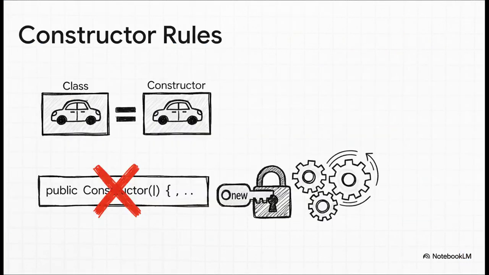Now, constructors have some very strict rules you gotta follow. As you can see, they have to have the exact same name as the class. They also have no return type, not even void. And you never, ever call them directly. They're always invoked automatically. These rules might seem a bit rigid, but they're absolutely essential for making sure constructors do one thing and one thing only: initialize objects.